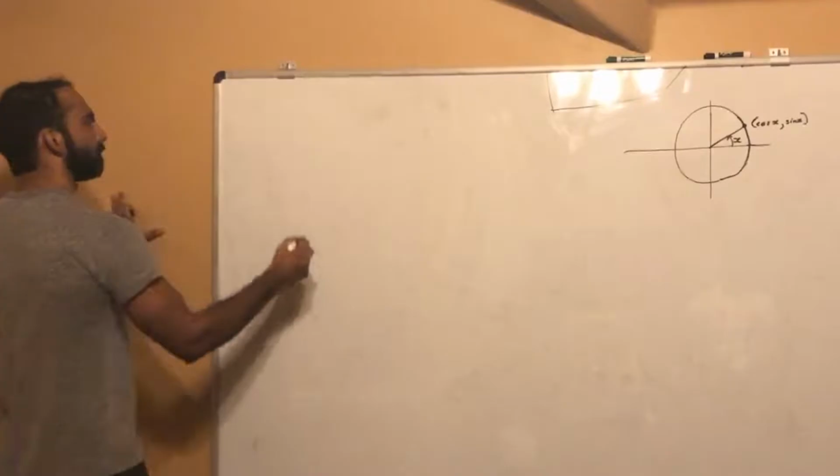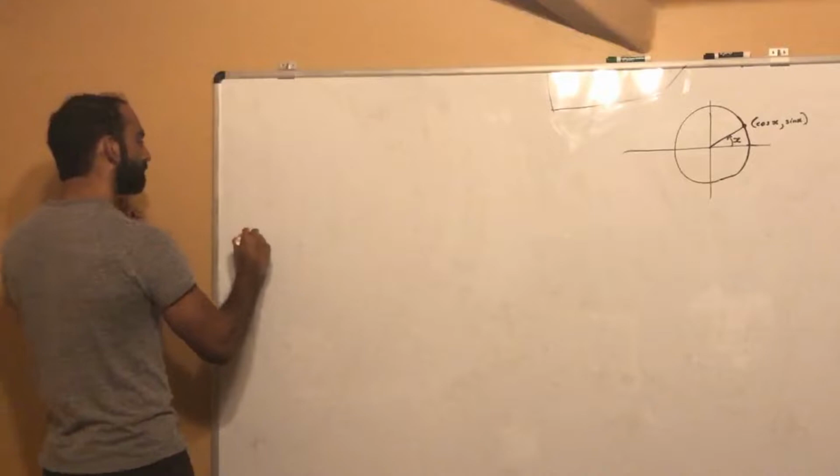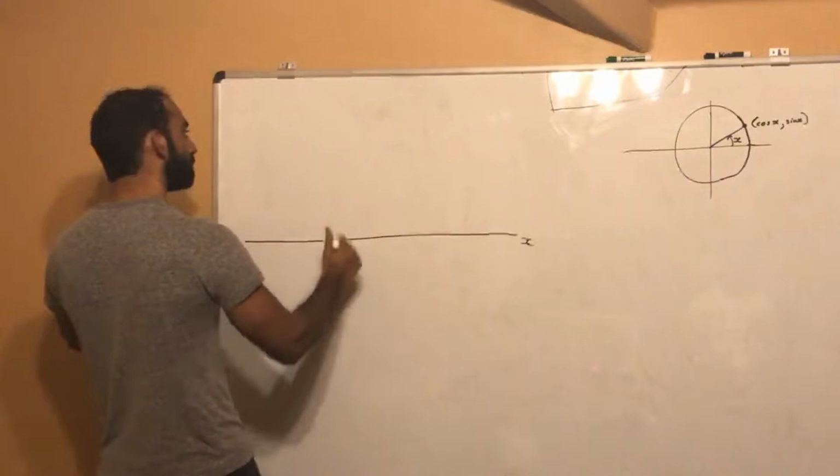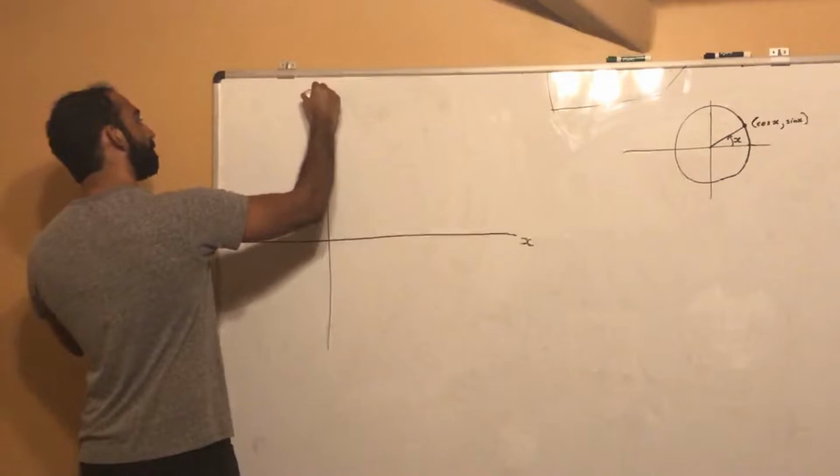So now what I want to do is use this unit circle to graph, let's start with sine. My horizontal axis, I'm going to call this x. So all these angle values here, I'm just going to put them on this x-axis, the horizontal axis. And on my vertical axis, I'm going to plot my sine values. So sine of x.